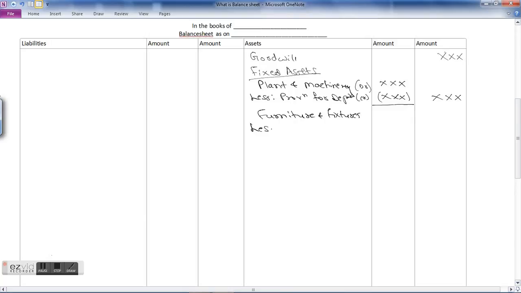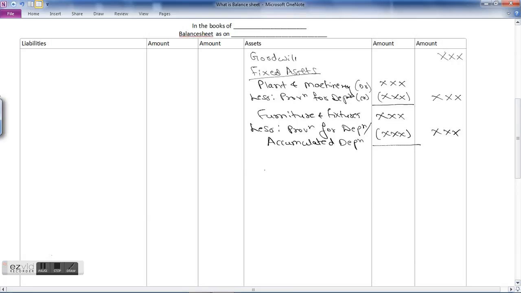Same way, less provision for depreciation, or you may also call it as accumulated depreciation. Okay, plant and machinery, furniture and fixtures. Then there may also be some other fixed assets. So in the similar way you have to present all the fixed assets.